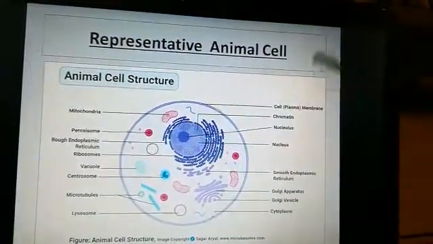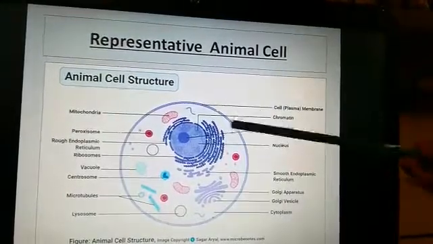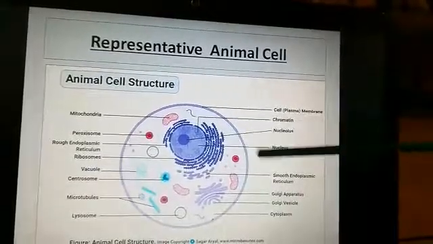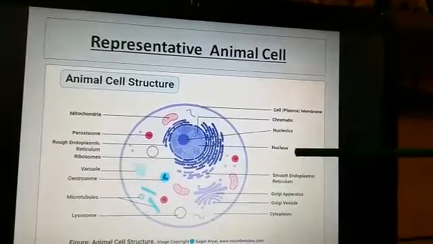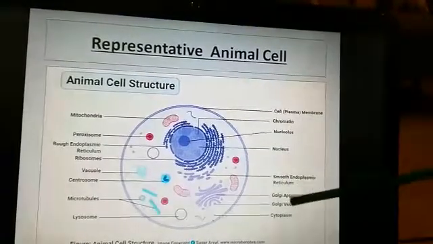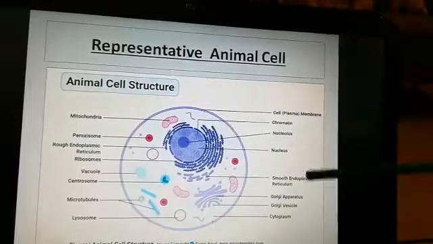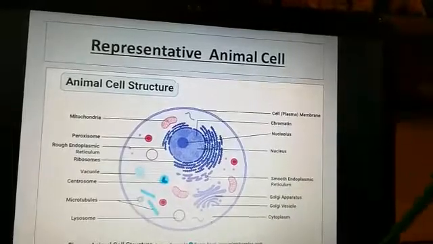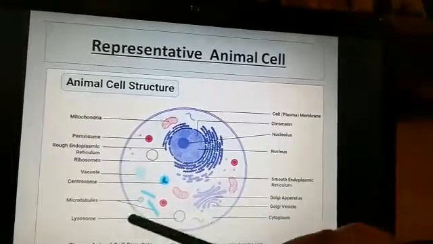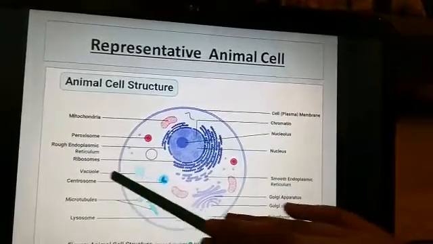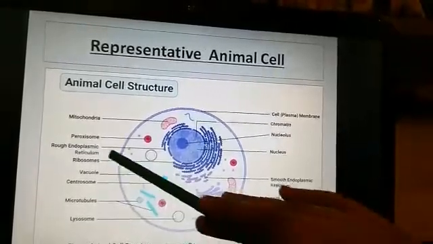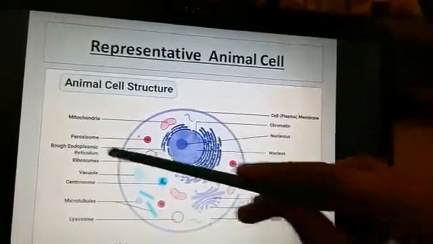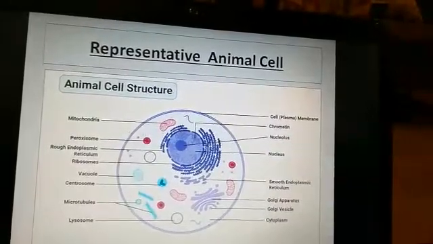Now we will study about animal cell. So this is the cell membrane, which covers all the cell. This is chromatin, nucleus, which is the control panel of the cell, and smooth endoplasmic reticulum, which is all around the nucleus, and Golgi apparatus, Golgi vesicle, cytoplasm, which is a jelly-type mixture in which all the organelles are present. This is lysosome, microtubule, centrosome, vacuole in which water is stored, ribosomes, and rough endoplasmic reticulum, which is also all around the nucleus. Peroxisome, mitochondria, which is the powerhouse of the cell.